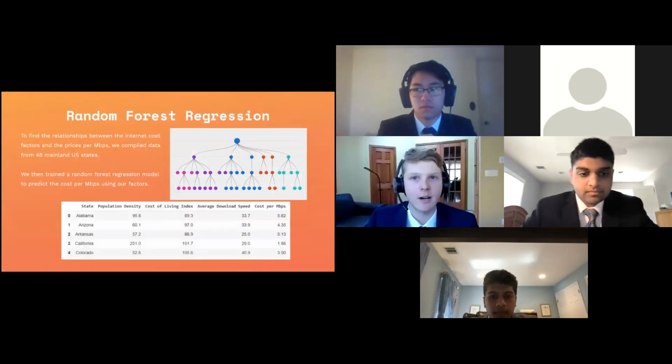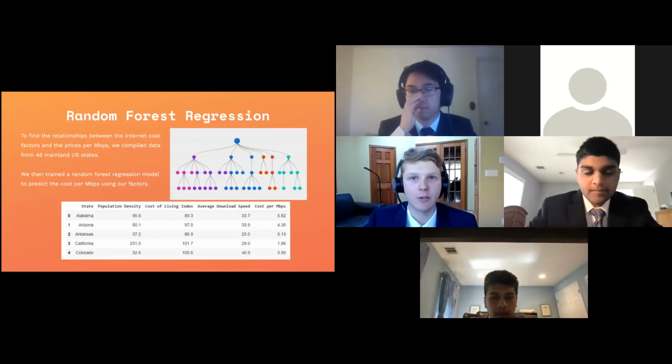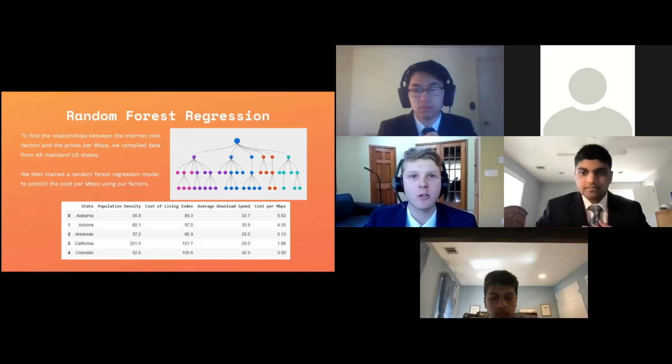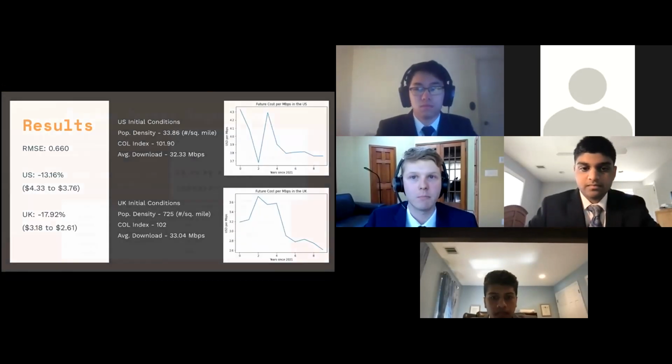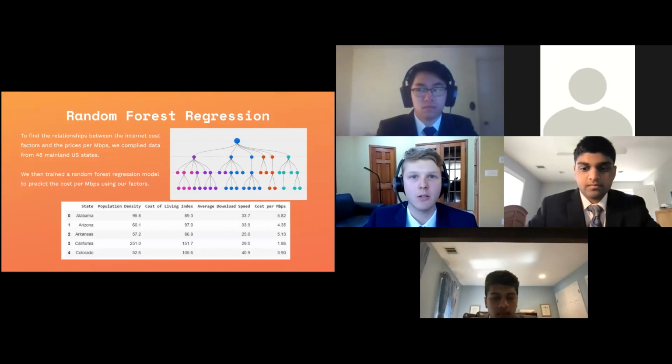To model the internet cost over time, we trained a random forest regression model, a machine learning algorithm, on a dataset of 48 mainland states with their population densities, cost of living values, average download speeds, and internet costs. The random forest works by creating a set of decision trees, each of which creates a series of logical splits that maximize information gain in order to predict the cost. The outputs of the individual trees are averaged for the final ensemble prediction. By following the splits created during training, the model is able to produce a regression output for new data points.